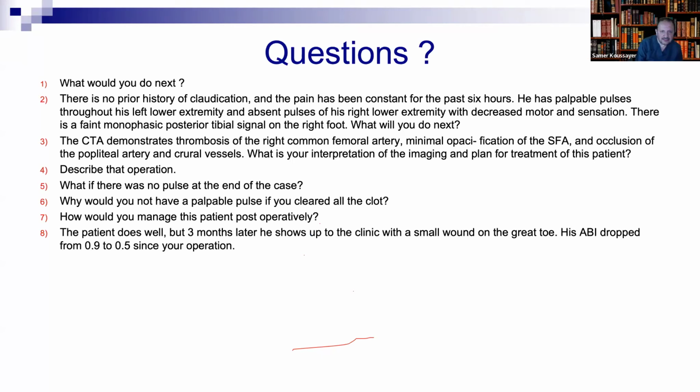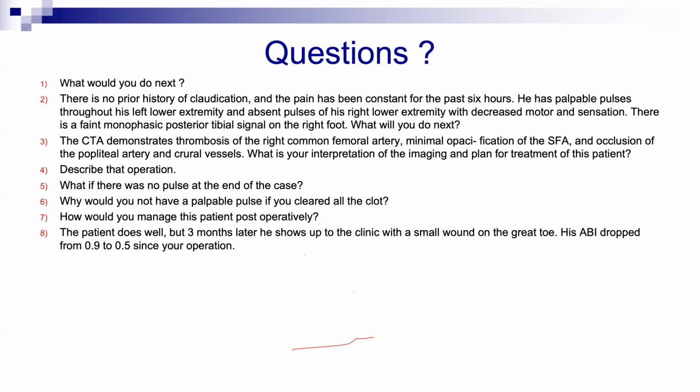Okay, patient does well, but 3 months later, he shows up in the clinic with a small wound in the great toe. His ABI dropped from 0.9 to 0.5 since the operation. Okay, something happened. So what do you do? I will do a duplex ultrasound. Okay. Do you want to see how the artery is? If it's open, if it's not open, if there's any significant clot there. Yes. So I think duplex ultrasound is very reasonable.